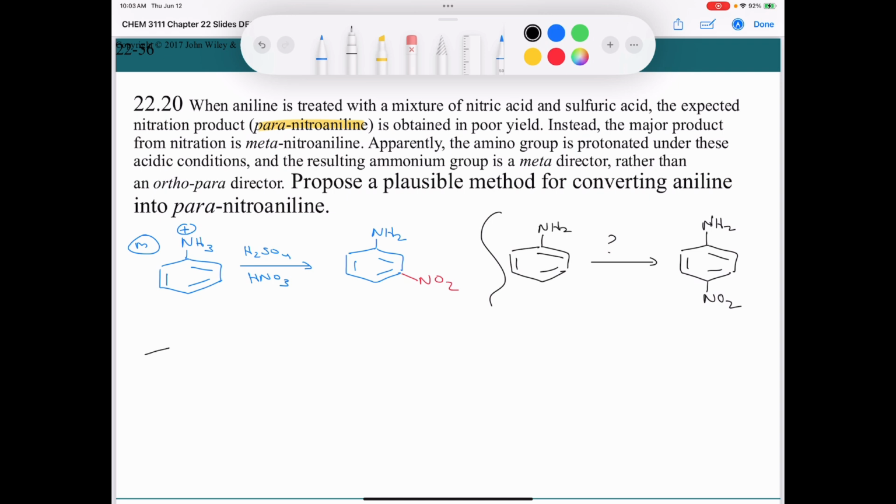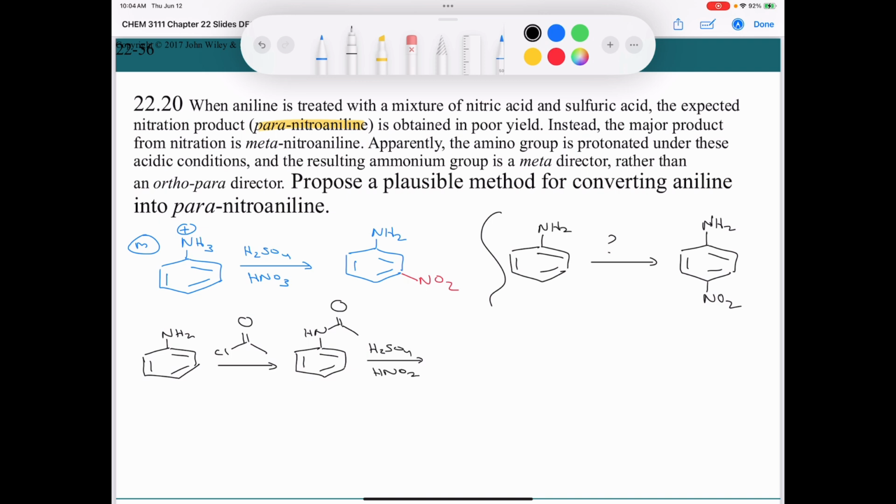So let me outline this for you, okay? We're going to start out with our aniline, and the first thing we're going to do is acylate it. So we're going to treat it with our acetyl chloride. So we install our acyl group, and now it's still an ortho-para-director, but now it's not nearly as reactive, and it's not going to get protonated under the strongly acidic conditions of sulfuric acid and nitric acid.